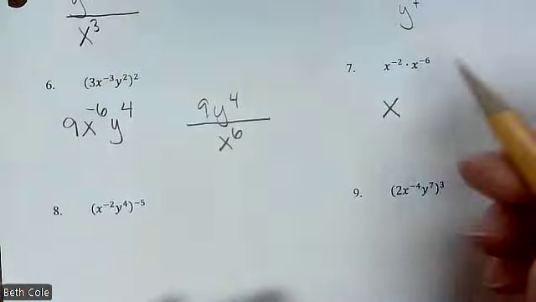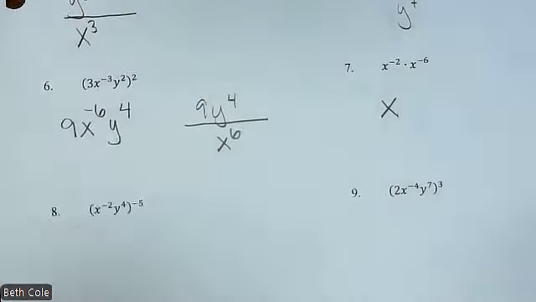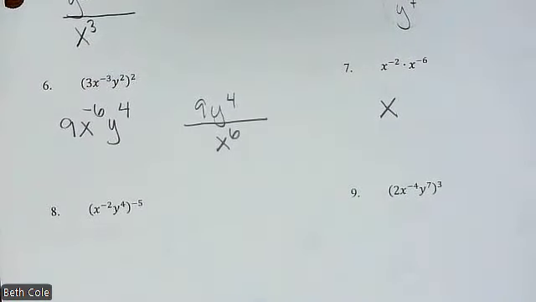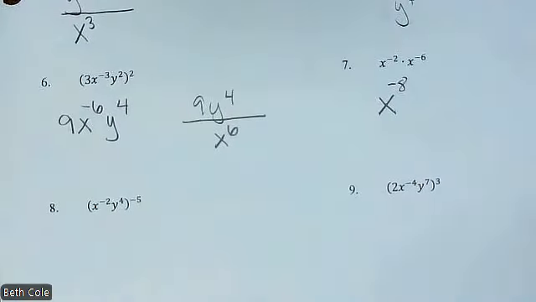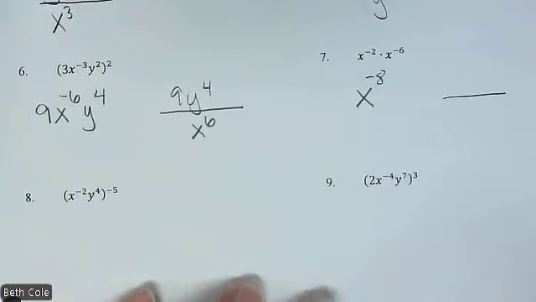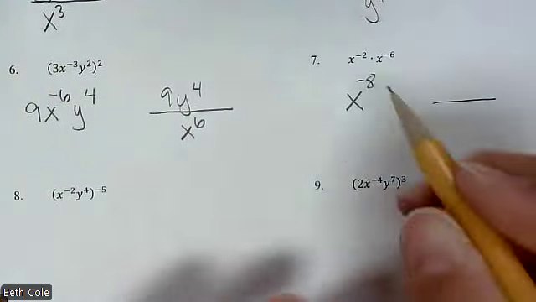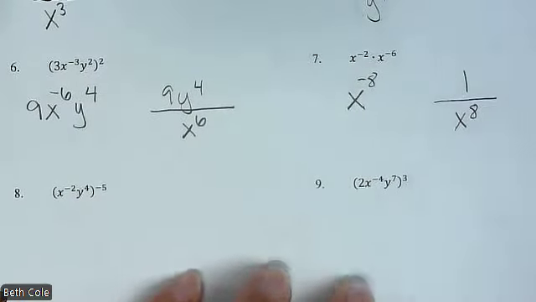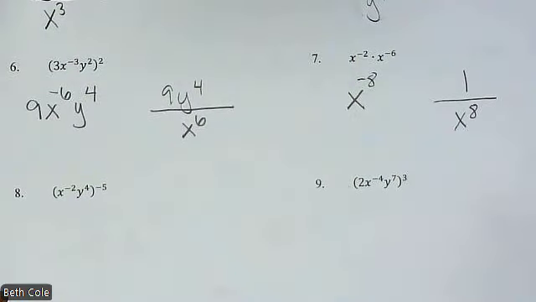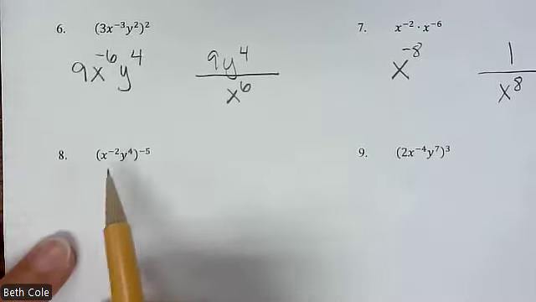All right, number 7. When you multiply, you add your exponents. This is a little tricky because they're both negative. It's negative 2 plus negative 6. So that would be negative 8. Very good job. Draw your fraction bar. And since that's negative, they go on the bottom. And you have to stick a 1 there because you can't leave it blank. That's not a thing. You can't leave part of it blank, right?